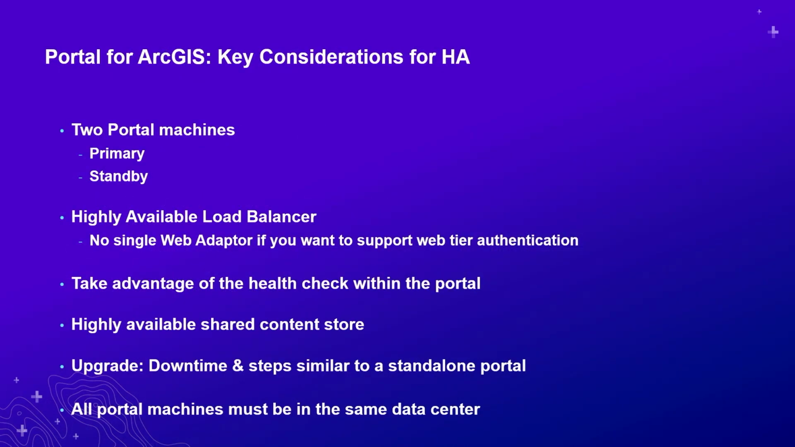So here are some takeaway points, some key considerations for Portal HA. First, it only supports two portal machines, so it operates as primary standby. But keep in mind, you can still send requests to both machines. You need to have a highly available load balancer. And if you want to use web tier authentication, make sure that you have two web adapters to support redundancy at the web tier.